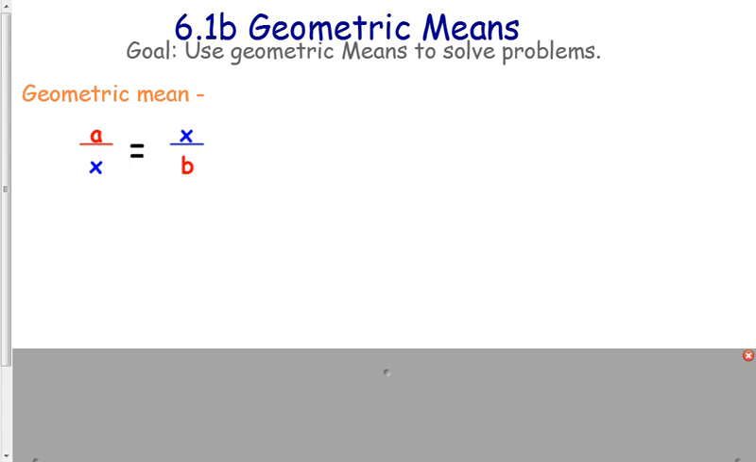Section 6.1b, geometric means. Our goal is to use geometric means to solve problems. So what is a geometric mean? A geometric mean is a proportion in which you have a pair of values that are the same, called the means. So these blue values here, these x's, are called the means.